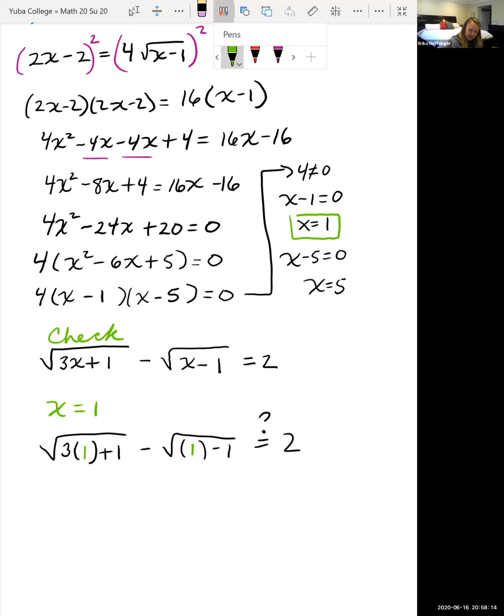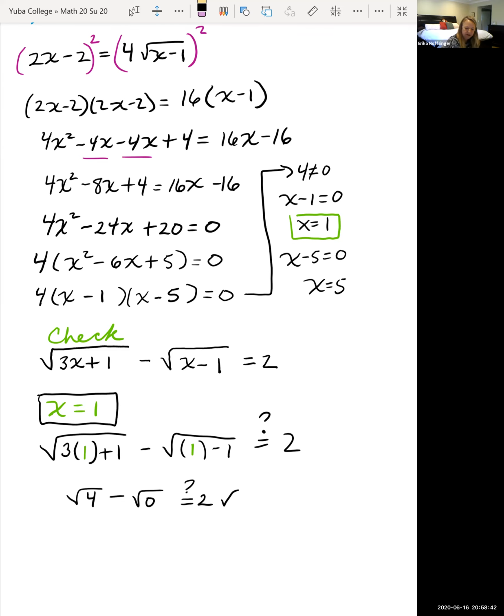Using order of operations, let's simplify the left-hand side. So we have 3 times 1 is 3 plus 1, so that's root 4. So it's the square root of 4 minus the square root of 1 minus 1, and underneath the radical is 0. So it's the square root of 4 minus the square root of 0, equal to 2? And it is. So I know x equals 1 is a solution.